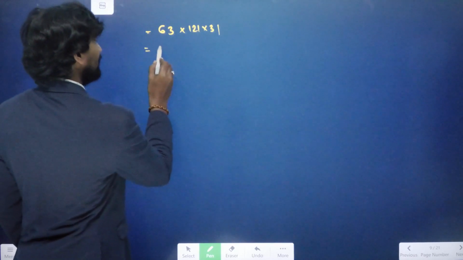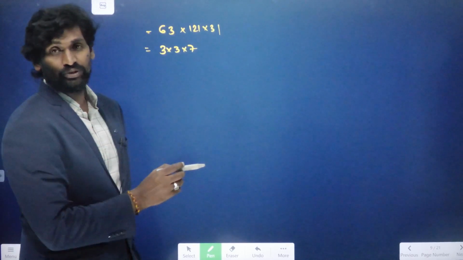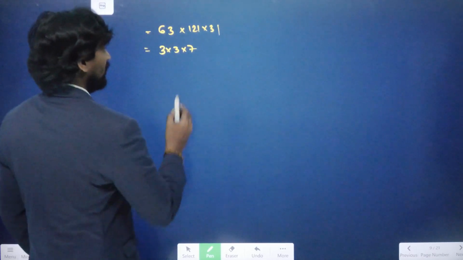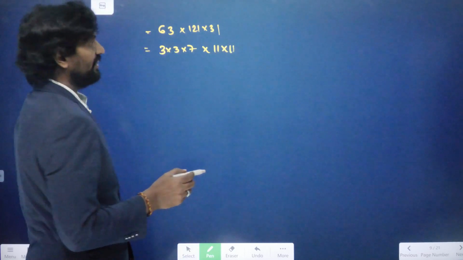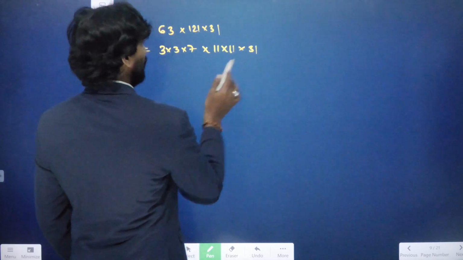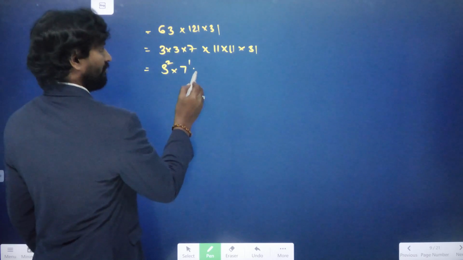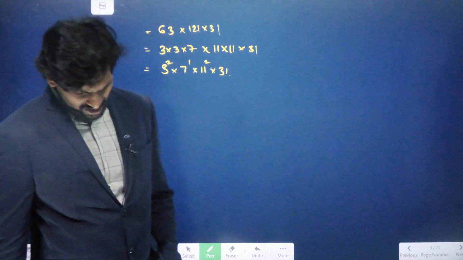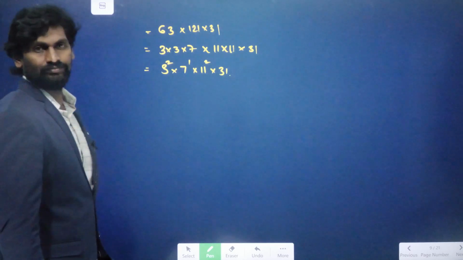So let us write 63 as 3 into 7. Am I right? 3 into 3 is 9, 9 sevens are 63. Now 121 is the square of 11. 11 is a prime number, 11 into 11. Now 31 is also a prime number. So while expressing like this, 3 square into 7 power 1 into 11 square into 31. So this is our required option, nothing but the second one: 3 square, 7 power 1, 11 square into 31.